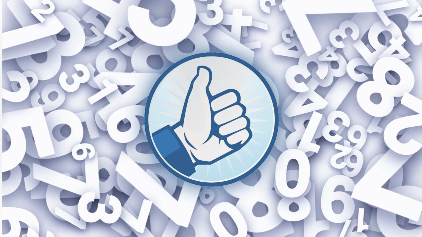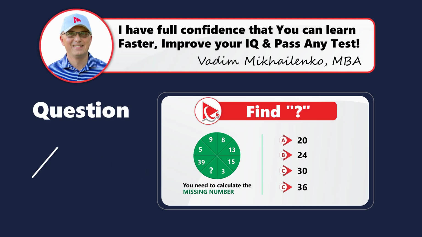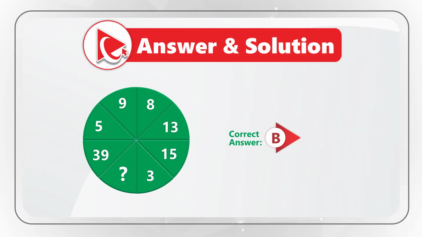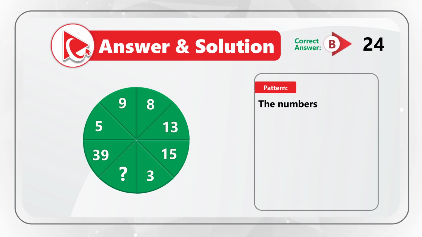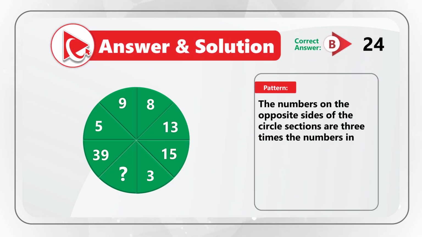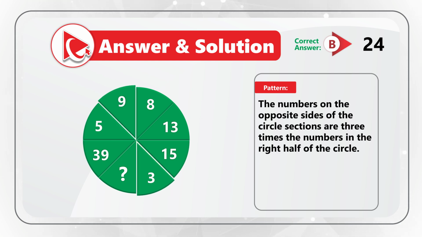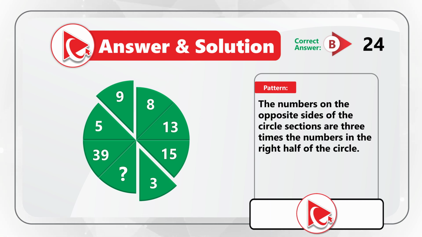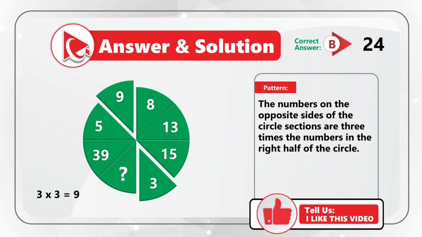I hope you did it successfully and have your selection, because I am moving forward to share with you my version of the answer. And obviously, if you have a better way to solve it, please make sure to post in comments. I believe the correct answer is choice B, 24. And here's why. I think the numbers on the opposite sides of the circle sections are 3 times larger than the numbers on the other side. Let's take a close look. For example, the numbers on the opposite sides of the 5 o'clock and 10 o'clock sections are 3 and 9. And 9 is 3 times larger than 3.